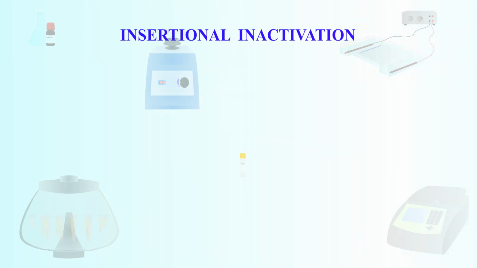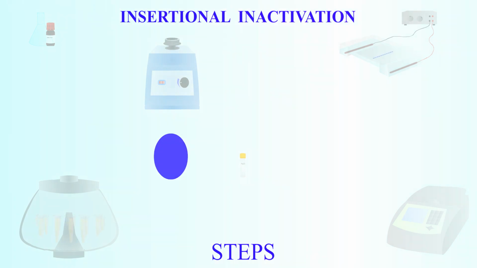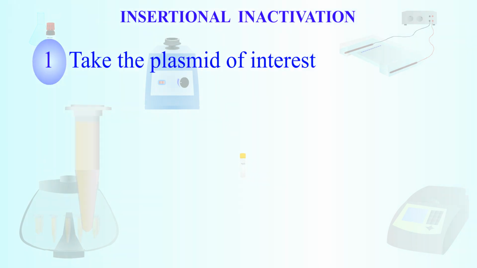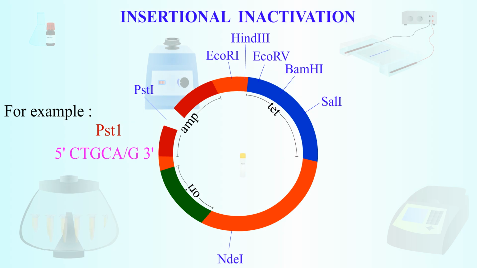Insertional inactivation. The selection of recombinant plasmid vector is done using the insertional inactivation method. The steps involved are: 1. Take the plasmid of interest, say the pBR322 plasmid here. 2. Add a restriction enzyme which will cut at a particular restriction site or cloning site. For example, PstI, which is seen in the site of the ampicillin resistance gene.